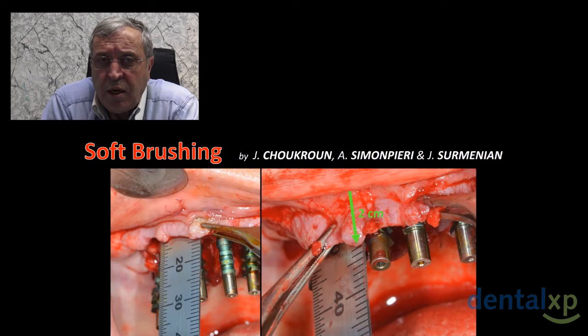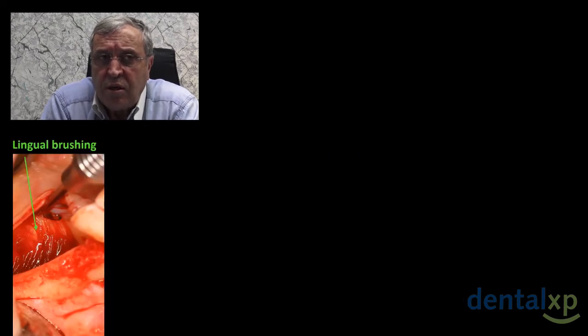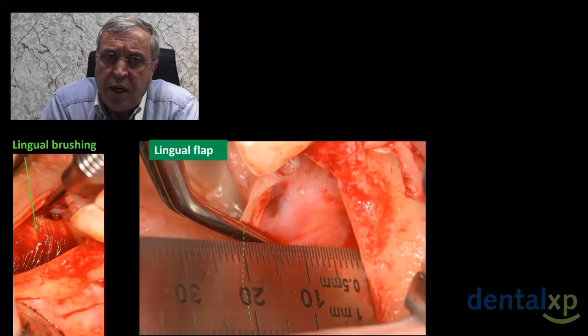Then we can see that we have 2 centimeters more elongation. This is the brushing of the lingual flap. How much tissue can we gain? We can gain 2 centimeters.